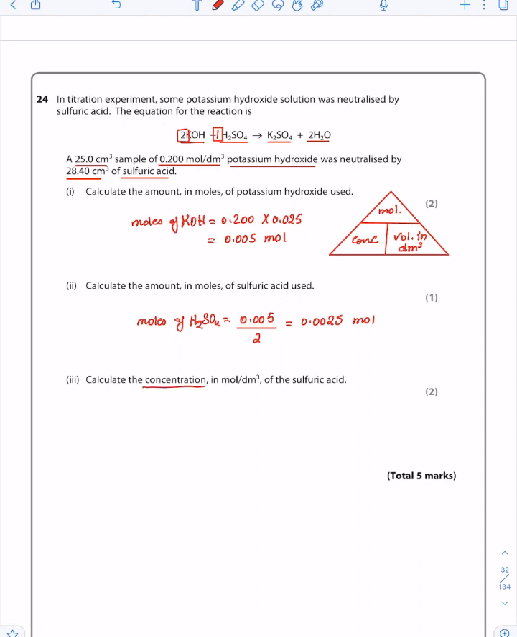طب دلوقتي عايزين ال concentration of sulfuric acid. ال concentration is equal to المولز اللي احنا مطلعينها 0.0025 over الفوليوم. طب الفوليوم بتاع السلفوريك اسيد كام؟ 28.40 كيوبيك سنتيمتر. هنعمل لها dividing على 1000 يبقى تطلع 0.0284 كيوبيك ديسيمتر، وكده يبقى التركيز 0.0025 على 0.0284 يطلع 0.088 مول per cubic decimeter. ده كده ال concentration of sulfuric acid.